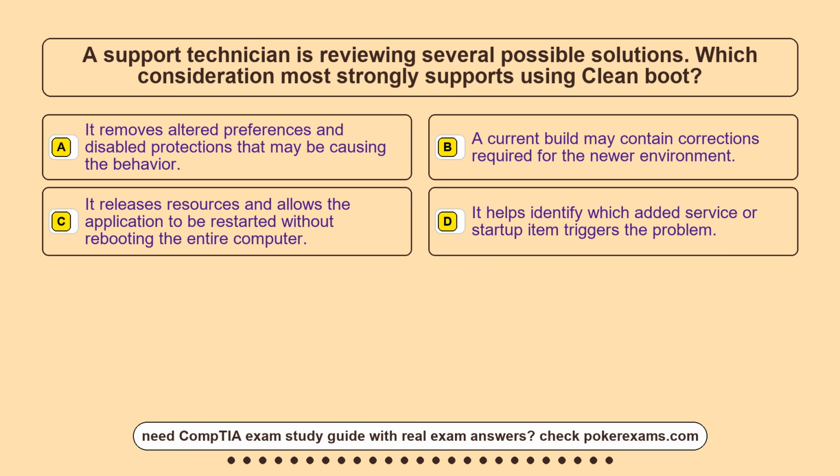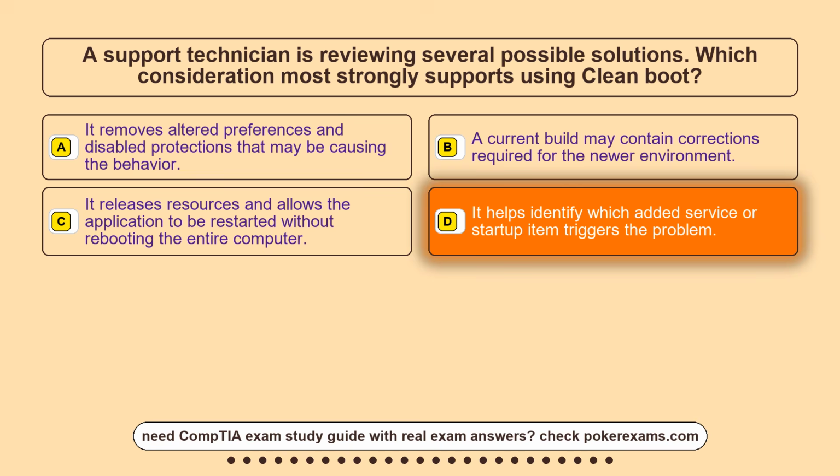Which consideration most strongly supports using Clean Boot? Option A. It removes altered preferences and disabled protections that may be causing the behavior. Option B. A current build may contain corrections required for the newer environment. Option C. It releases resources and allows the application to be restarted without rebooting the entire computer. Option D. It helps identify which added service or startup item triggers the problem.